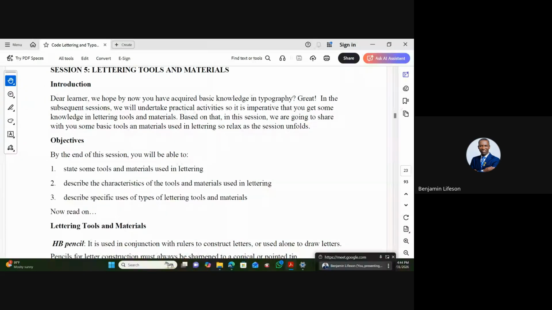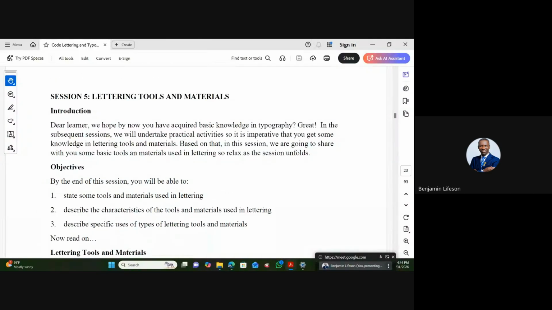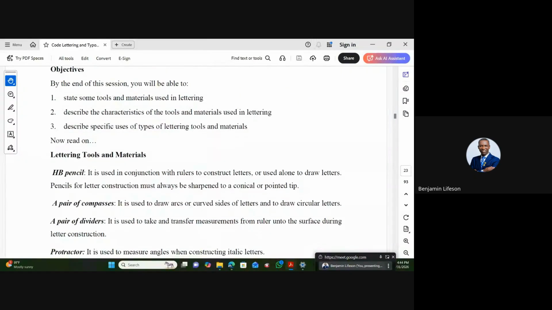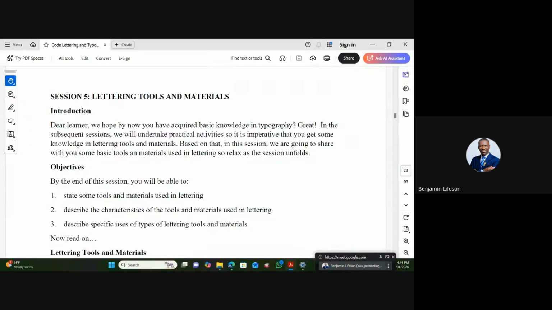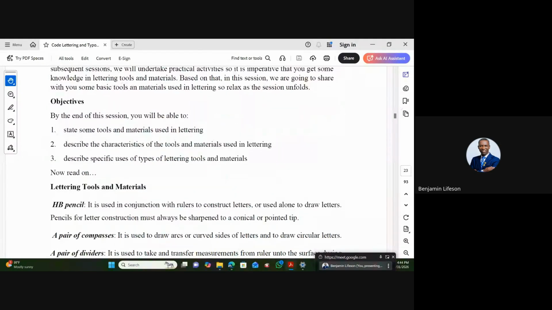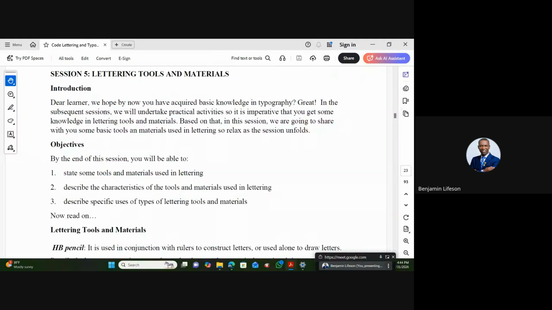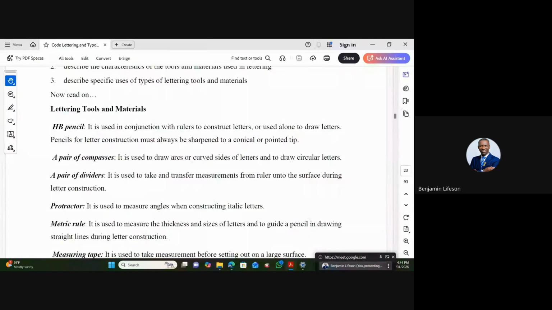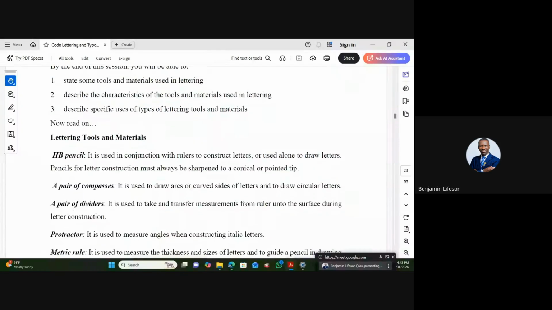We have been writing from KG, okay? So at least there are some tools and materials that you already know, so we wouldn't waste much time over here. So tools and materials for lettering, for writing. If you are writing, what are the tools and materials?